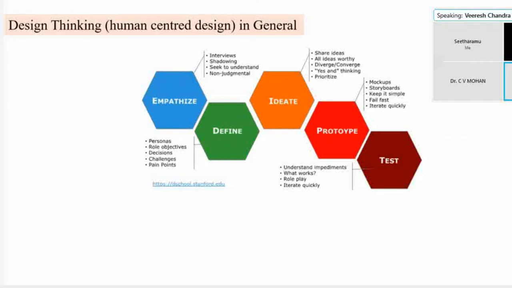Finally, yes, and we should always develop this particular word. Yes, and is there anything else we can do? Only this much. Is there anything else we can do? So this is the culture we have to develop.